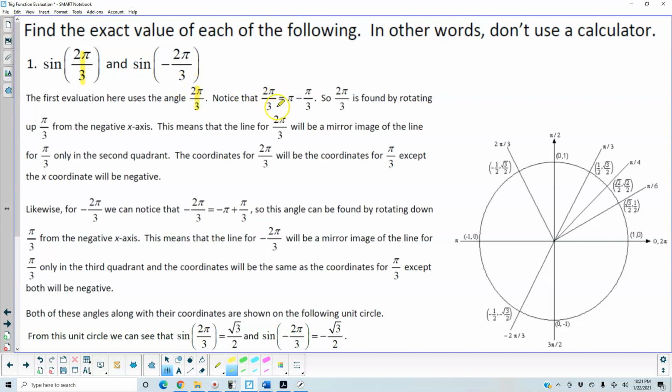Now notice that 2 pi over 3 is equal to pi minus pi over 3. So 2 pi over 3 is found by rotating up pi over 3 from the negative x-axis because we're subtracting pi over 3. This means that the line for 2 pi over 3 will be a mirror image of the line for pi over 3, only in the second quadrant. The coordinates for 2 pi over 3 will be the coordinates for pi over 3, except the x-coordinate will be negative.